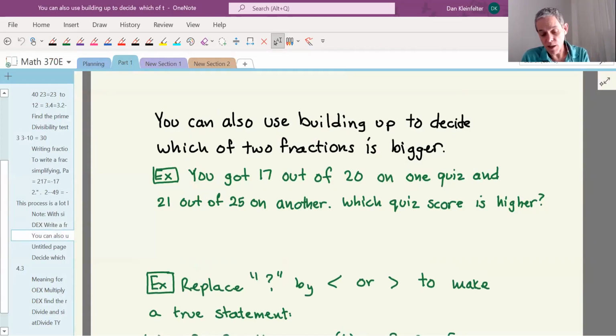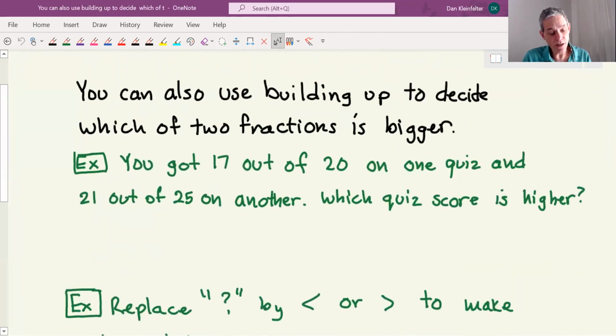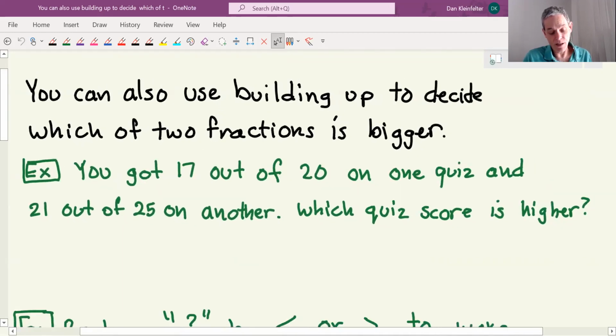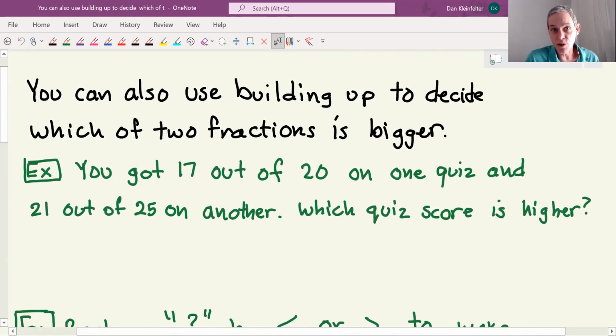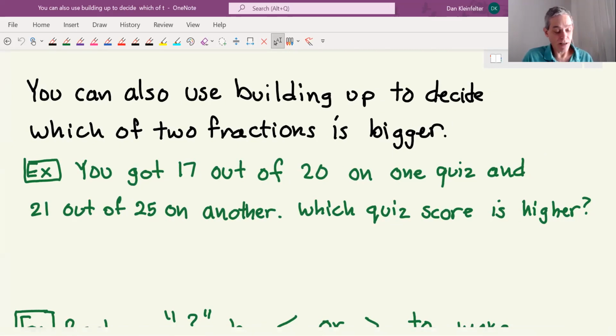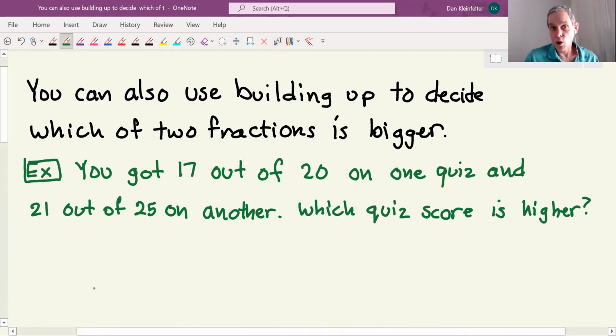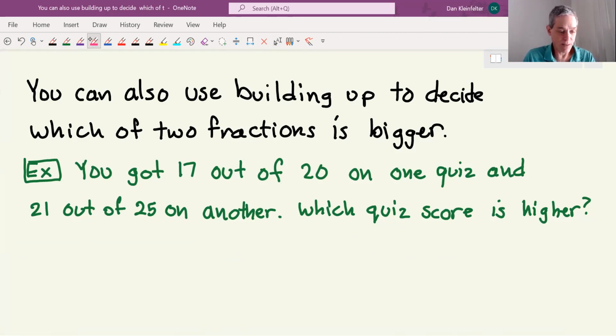Okay, so our next task is to look at how you can compare fractions by doing this. To do this, we'll see it with a little story problem. Suppose that you're in a class that takes quizzes, and you took one quiz and you got a 17 out of 20, and you took another quiz and you got a 21 out of 25. A natural question would be, on which quiz did I do better? Let's think about that for a few minutes.